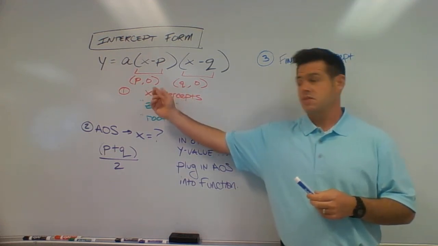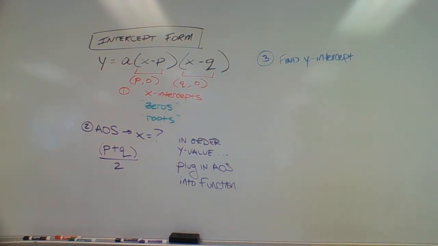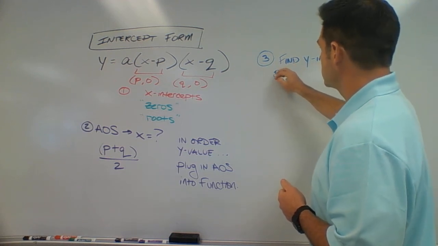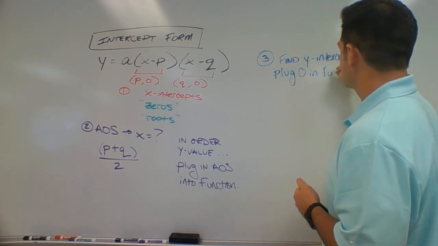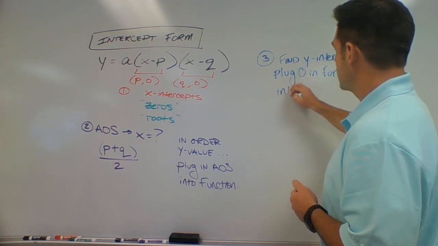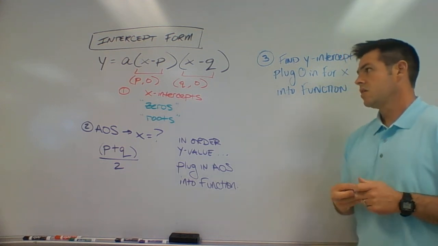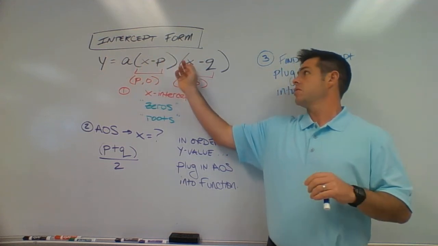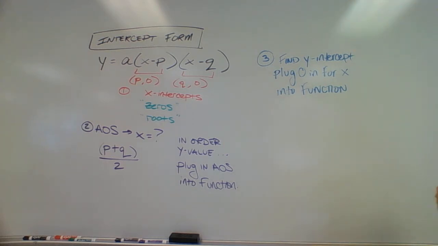Now for the x-intercepts, the y values were 0, and we flip-flop that for the y-intercept. So in order to find the y-intercept for this particular function, what we'll do is plug in 0 for x into the function. So up here we'd have whatever the number is for a, 0 minus some number, times 0 minus some number. We'd calculate that out and we get the y value. That would give us our y-intercept.